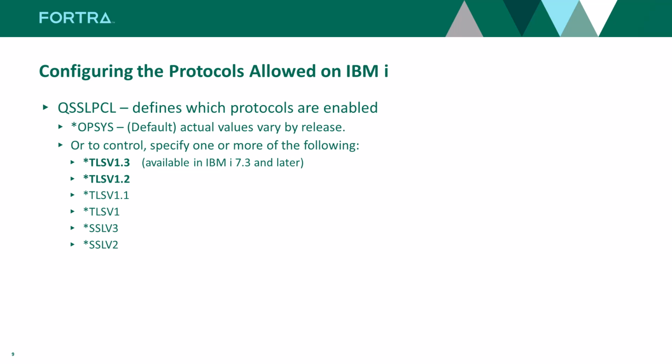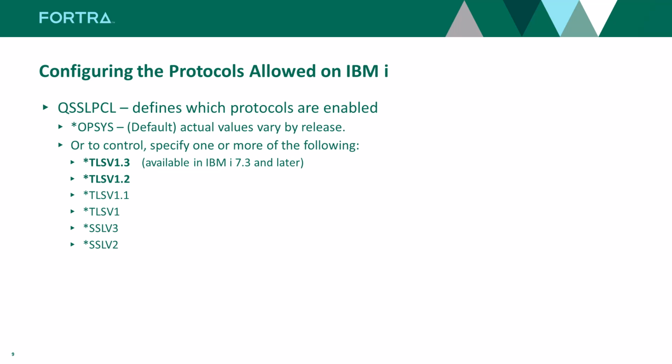There are 3 system values on the IBM i that will assist you when you're configuring TLS on the IBM i. The first one is the QSSLPCL. This is the protocol list. This determines which protocols are available for secure connections on your system. These are not in any priority order. It's simply a list of those that are available.